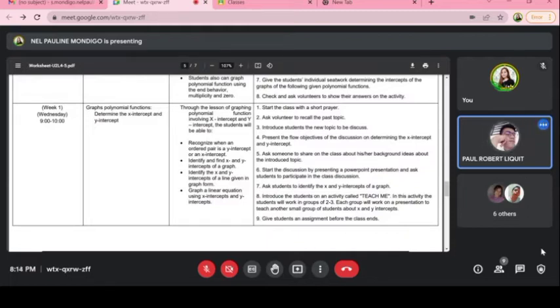Next, introduce the students to an activity called Teach Me, in which the students will work in groups of two to three. Each group will work on a presentation to teach another small group of students about x and y-intercepts. And the last one is give students an assignment before the class ends.